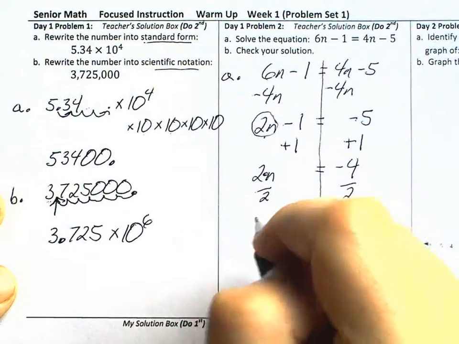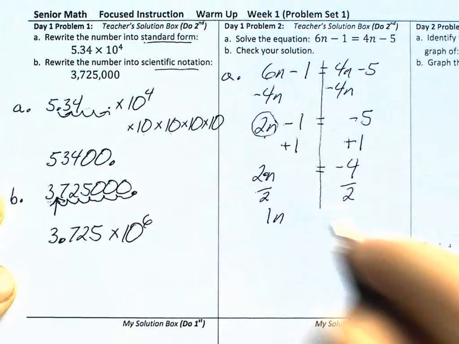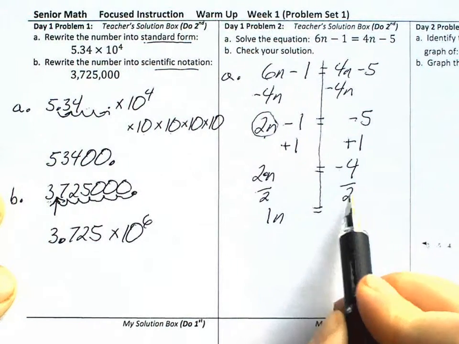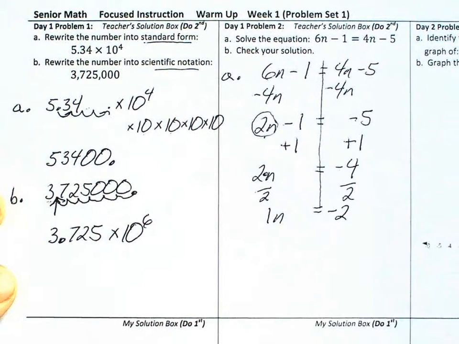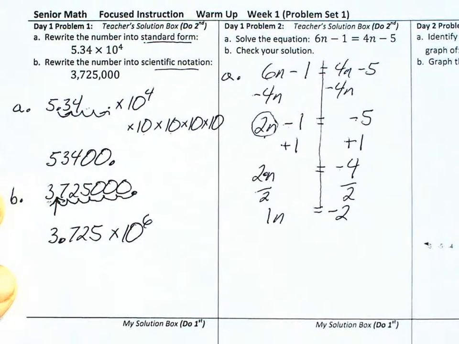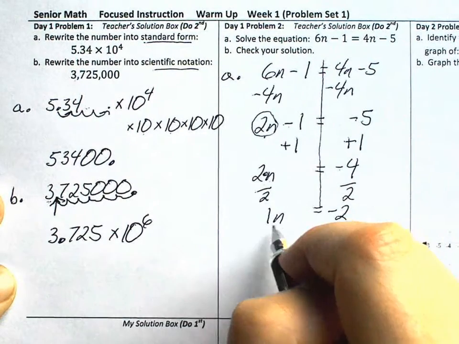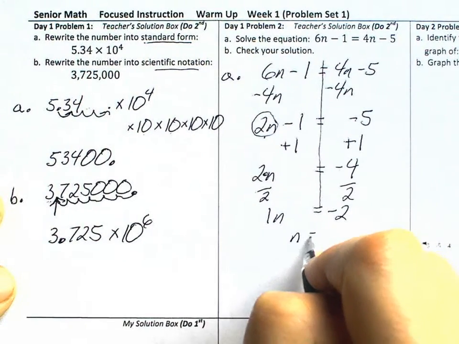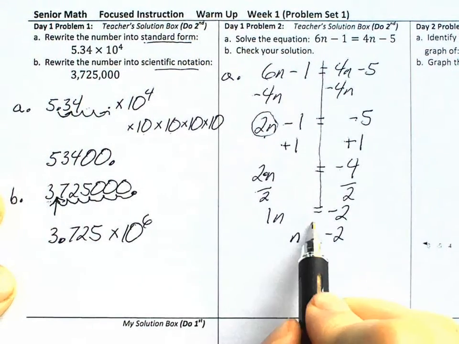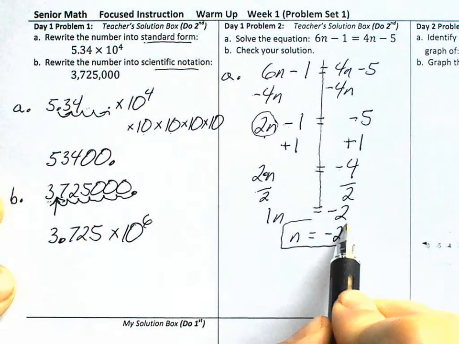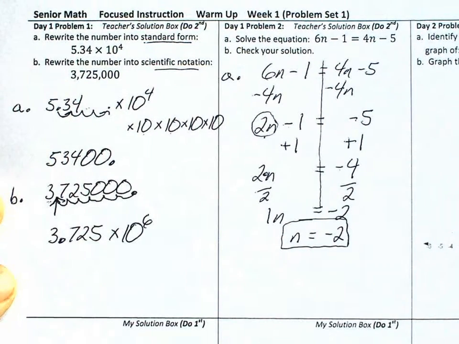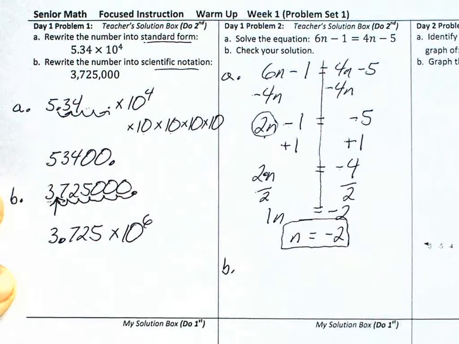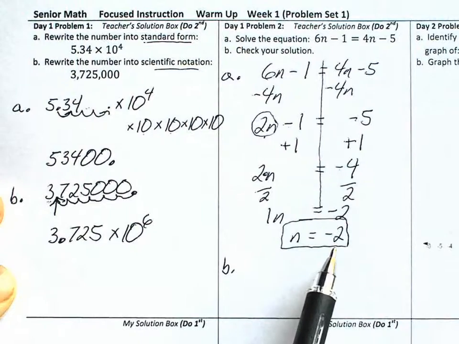2 divided by 2 makes 1n equals negative 4 divided by 2 is negative 2. And so we have 1n equals negative 2. And 1n is just the same thing as an n equals negative 2. So here is the answer for n that we think is correct. We think that n has a value of negative 2. In part B, let's check and see if negative 2 really works.